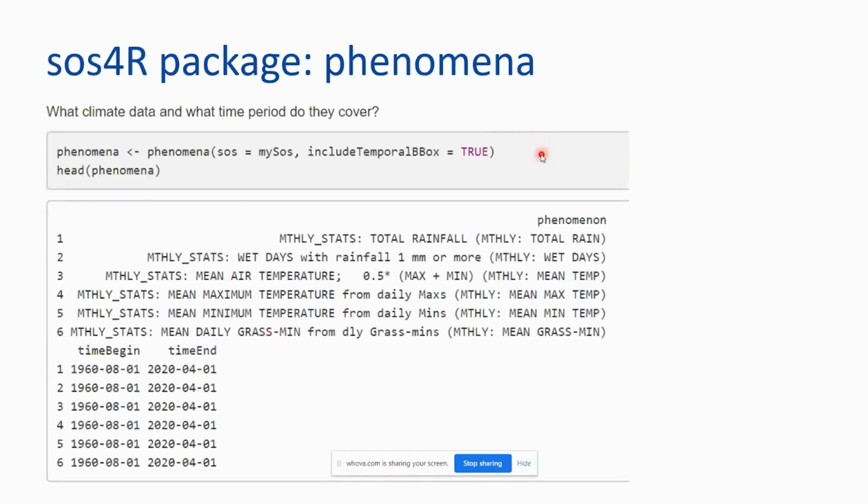And what do you get out? Same as before. Here's your phenomena, the type of climate data you're getting out. And when does that start from? 1960, and it goes through to, this was an example done back at the start of May, so that's why it ends here. Otherwise it'll carry up to the current day. So you can see it's very easy to explore what data is there.